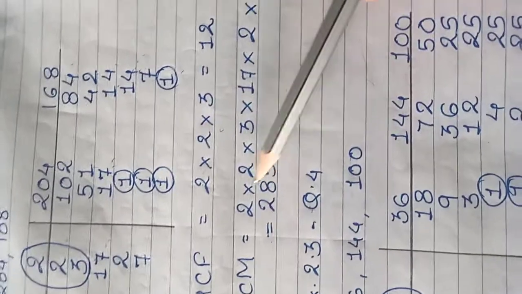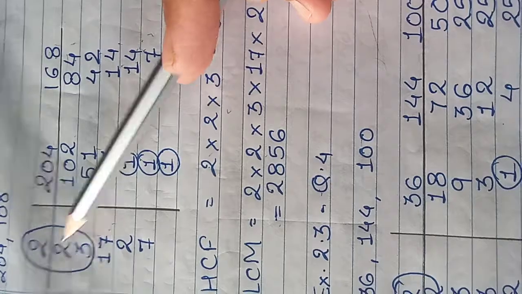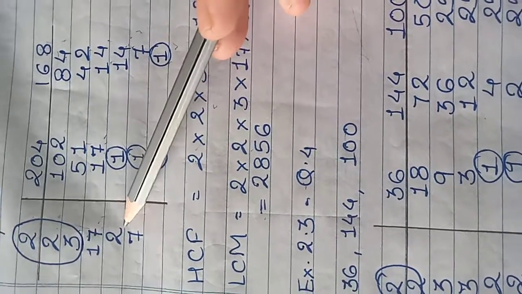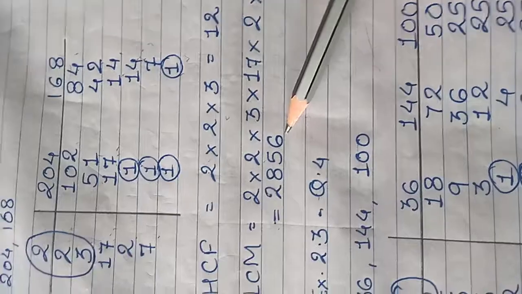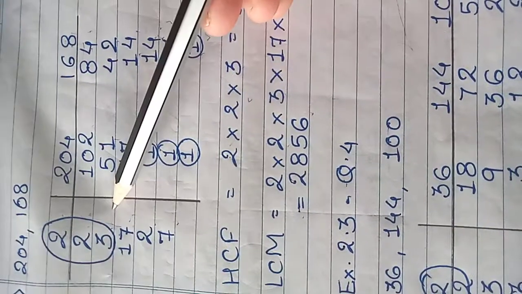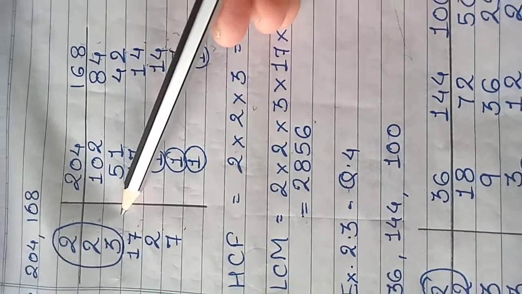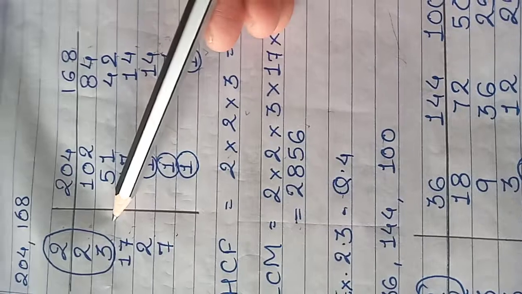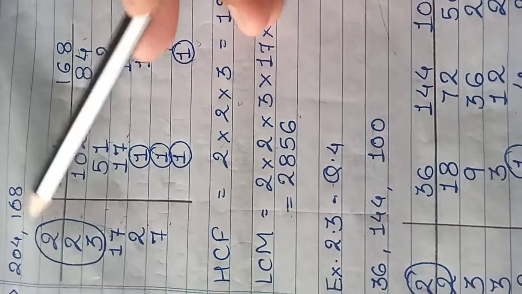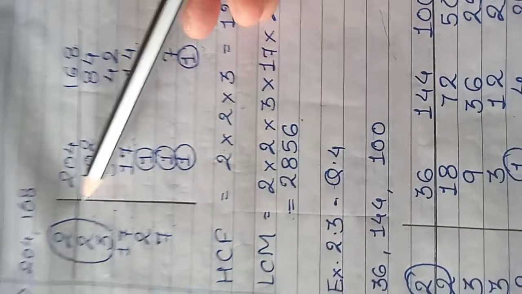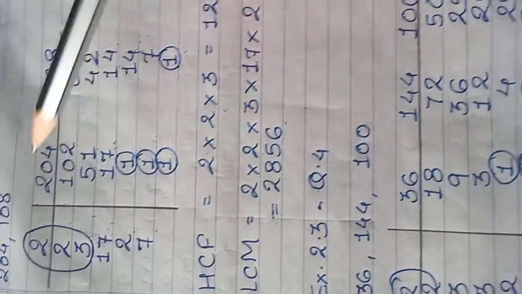My LCM is 2 into 2 into 3 into 17 into 2 into 7, which is 2856. Remember children, though I have encircled these common factors, these factors you have to consider while calculating LCM. It is very important. That is why I am asking you to encircle this to find the HCF.